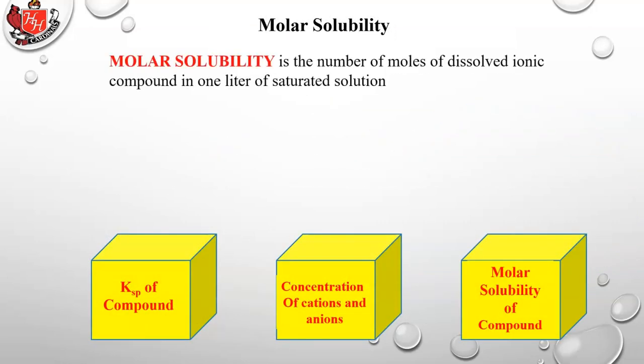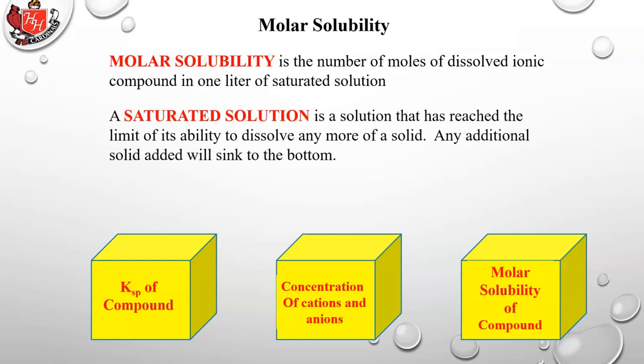All right, so molar solubility is the number of moles of dissolved ionic compound in 1 liter of saturated solution. So what will happen is the compound will dissolve until the solution becomes saturated. What does that mean? A saturated solution is a solution that has reached the limit of its ability to dissolve any more of a solid. Any additional solid will sink to the bottom.